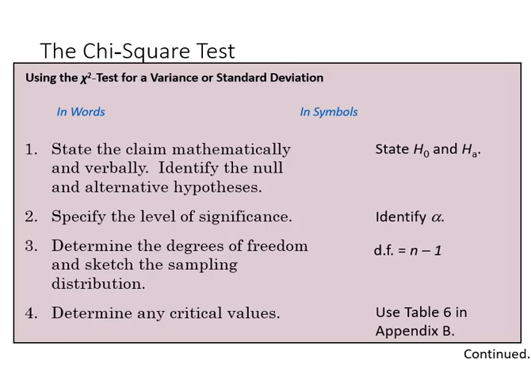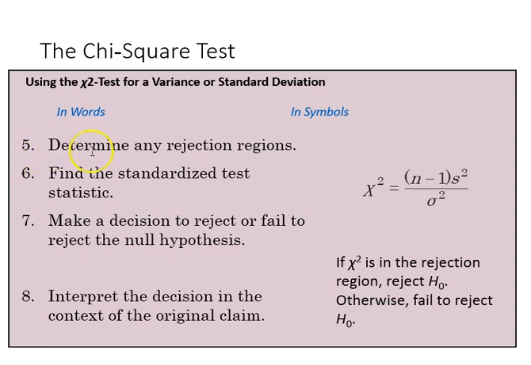And these are the steps for conducting the chi-square test. The first is, of course, to state our null and our alternative hypotheses, identify our alpha level of significance, determine our degrees of freedom at n minus 1, and then find any critical values using our chi-square table. The next step is to determine our rejection regions, again based on whether we're looking at a right, left, or two-tailed test. We find the standardized test statistic using our formula. Then we make a decision to reject or fail to reject our null hypothesis, H0, and interpret the decision in the context of the original claim.